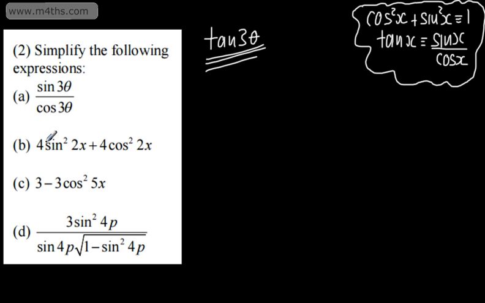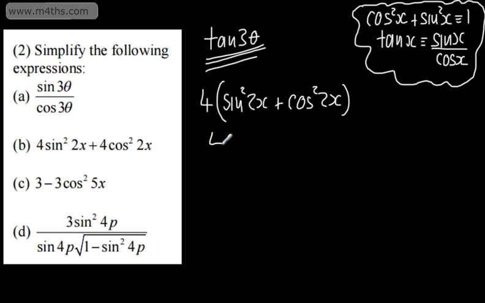Okay, this one here, we've got 4 sin squared 2x plus 4 cos squared 2x. If I take the 4 out, that gives me 4 lots of sin squared of 2x plus cos squared of 2x. We know that sin squared x plus cos squared x gives us 1. It doesn't matter that this is 2x. We simply write that that is 4 lots of 1. As I've shown the examiner, I know what I'm doing here. Therefore, the answer is going to be 4.